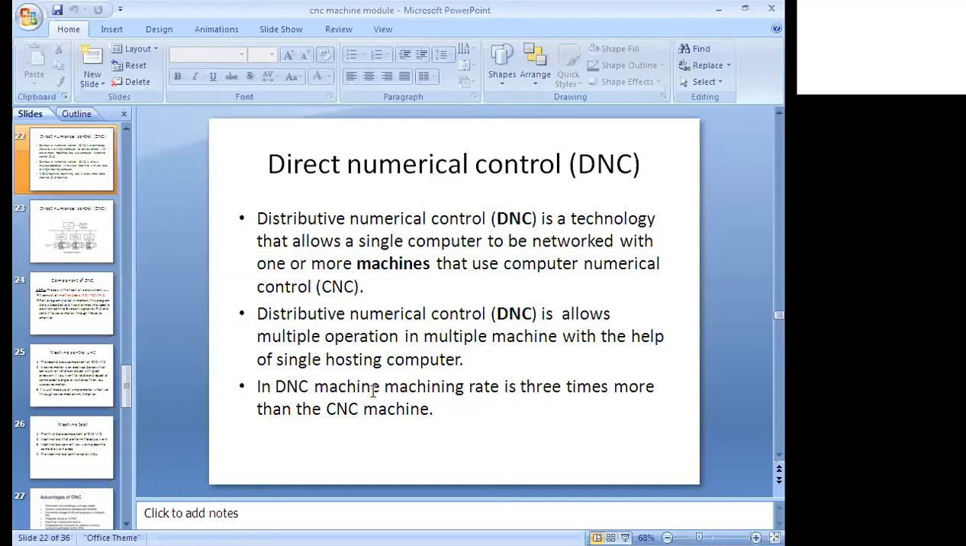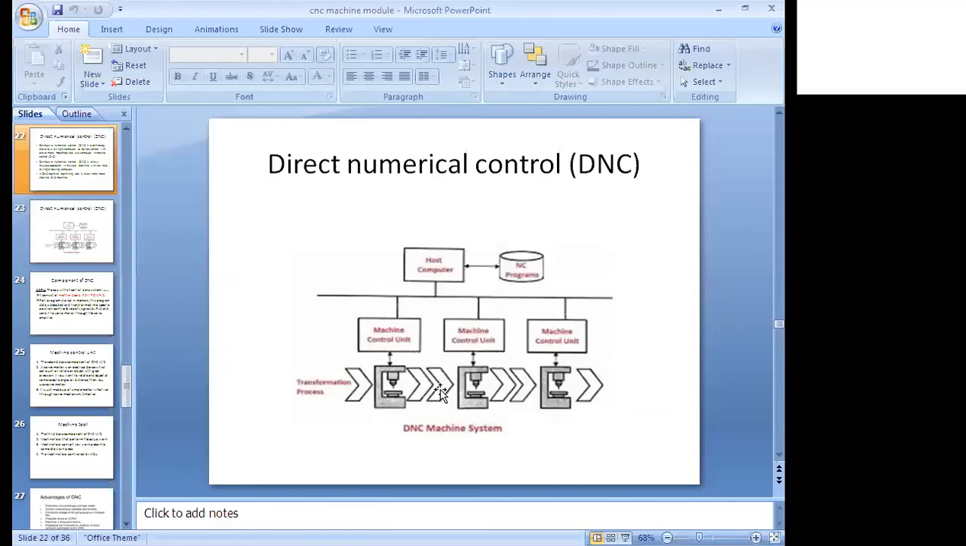You understand theory? Akshay, are you understanding? Okay, come to the second slide.